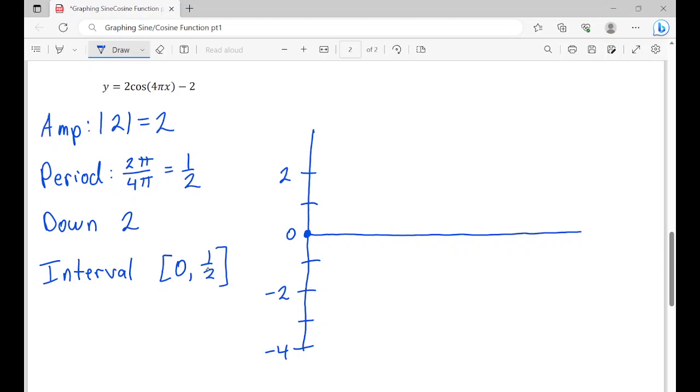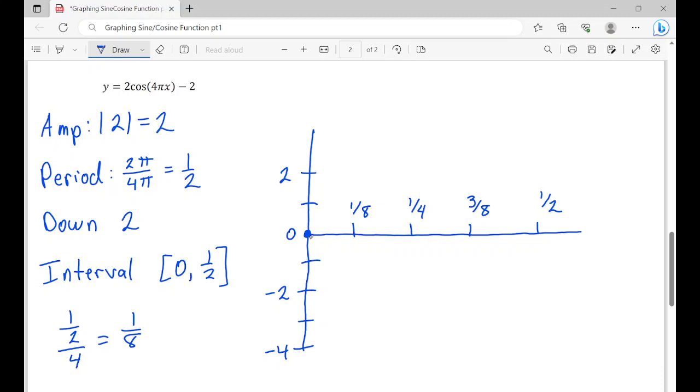Now we have our interval 0 to 1/2, but again I'm going to divide 1/2 by 4, which is just going to give me 1 over 8. So I'm going to go in 1/8 increments along the x-axis. So starting here, I'm going to have an 1/8, and then a 1/4, 3/8, and then finally ending here at a 1/2.